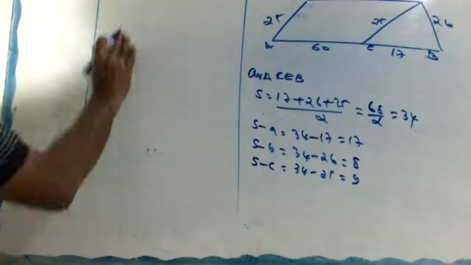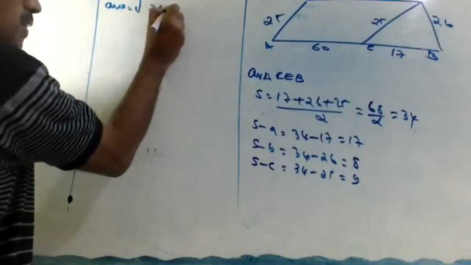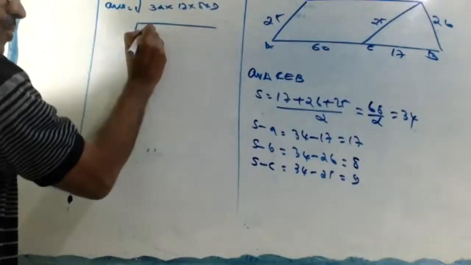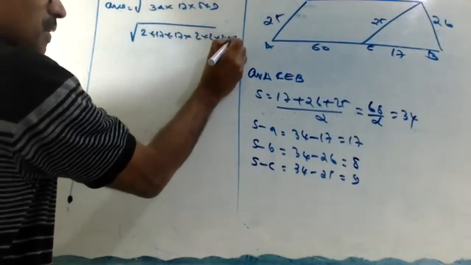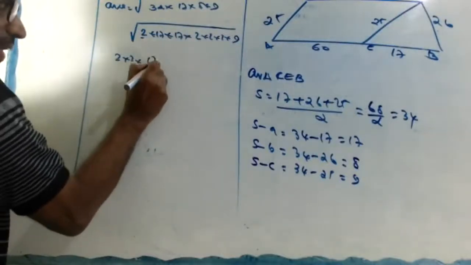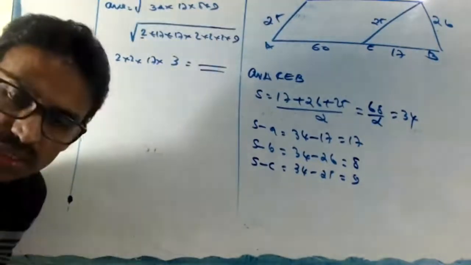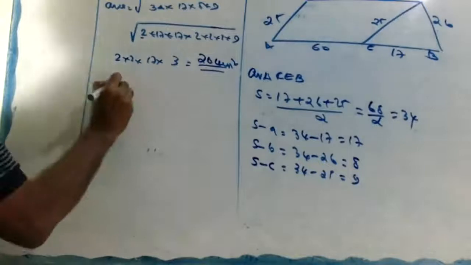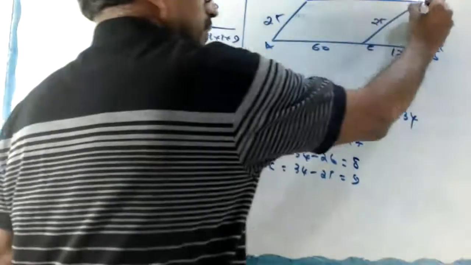Area equal to root of S into S minus a into S minus b into S minus c, that is 34 into 17 into 8 into 9. 34 is 2 into 17, 17, 8 is 2 into 2 into 2, and 9. Pairing them up, we get 2 into 17 into 2 into 3 is 204. Area is 204 centimeter square.